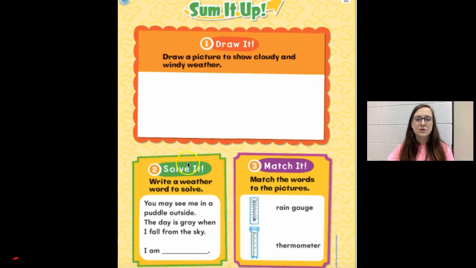Number 2, solve it. Write a weather word to solve. You may see me in a puddle outside. The day is gray when I fall from the sky. I am blank. So I want you to think what falls from the sky when it's gray outside and makes a puddle. You can look back through your booklet so that you can spell that word correctly. Pause your video, come back when you're ready for number 3.